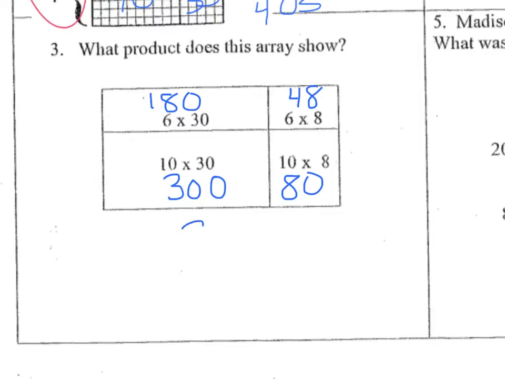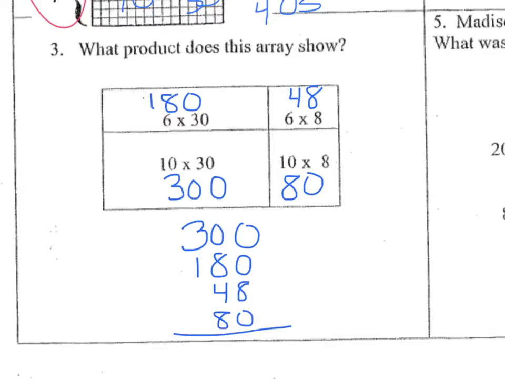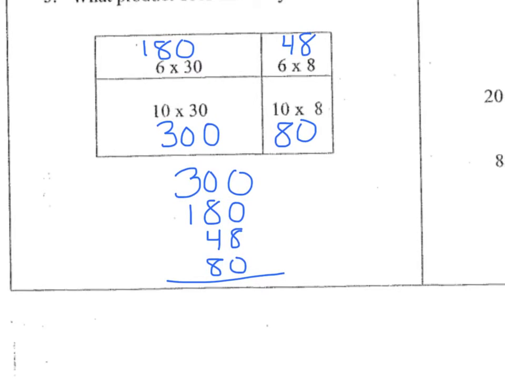Now we just need to add up all of our partial products to come up with an answer. We come up with $608.